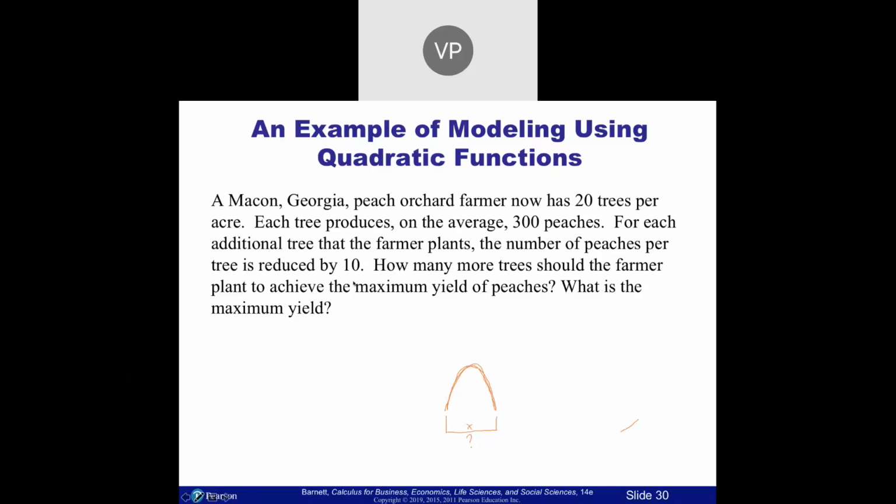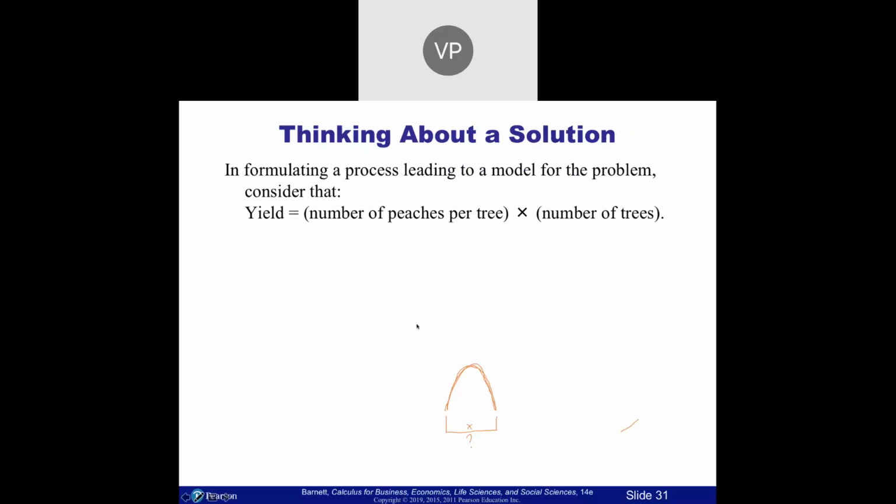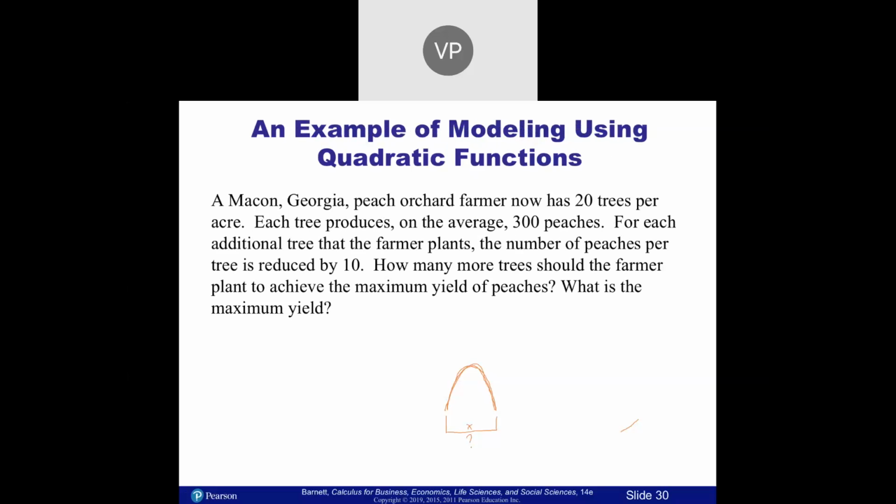How many trees should the farmer plant to achieve maximum yield? All right, so kind of get the idea here. Number of peaches per tree times the number of trees. Current yield is 300 times 20. So go back right here. On average, 300 peaches, 20 trees.